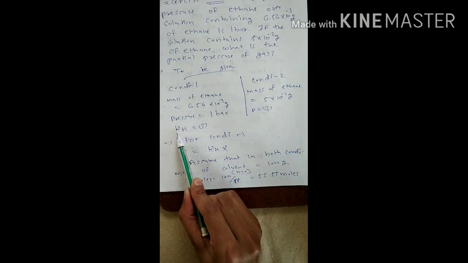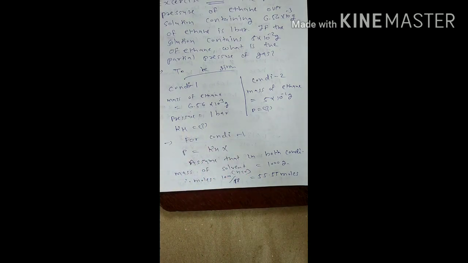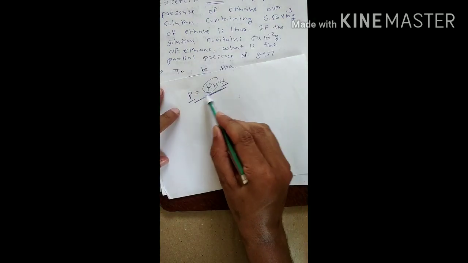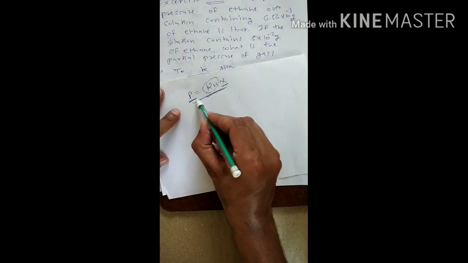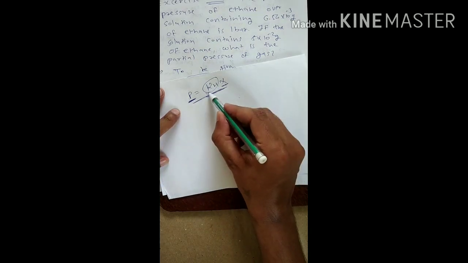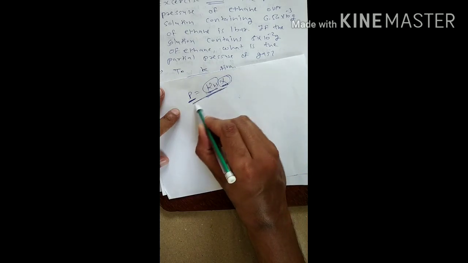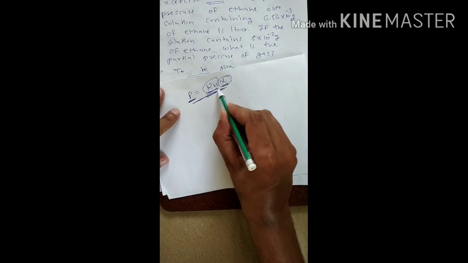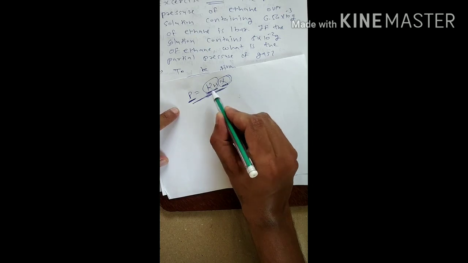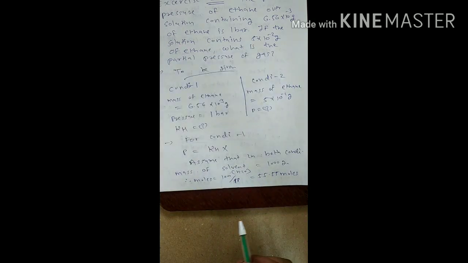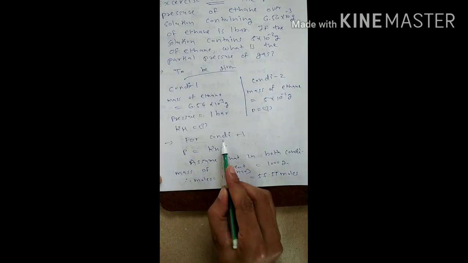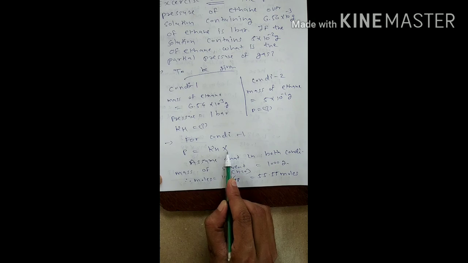For that, Henry's constant Kh value is not given to us. So what we are going to do first, what was Henry's law? P is equal to Kh into X. For the first condition we have P, Kh we want to find out, and mole fraction we are going to find out. From this equation we are going to find out the Kh value first, then use this Kh value for the second condition.